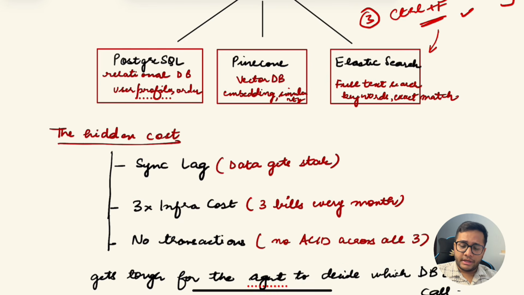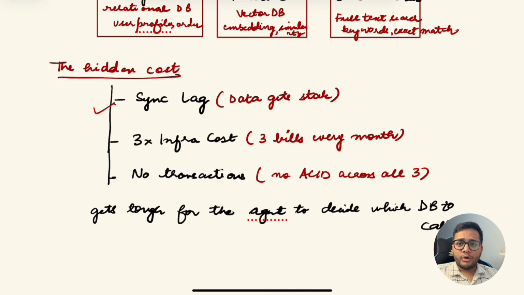But it comes with a lot of hidden costs. For example, if the relational DB updates, then the vector DB would be stale, right? So there's always a lag between different databases if you're working across 3 DBs. Second is 3x infra cost. If you are working across 3 different databases, you're getting 3 bills per month, and that leads to an extensive cost. Third is you won't have any transactions. Your relational DB is giving something, the vector DB is giving something else, Elasticsearch is giving something else, and your agent is not able to make out what is correct. Whereas a database that we are talking about would give you everything very consistently.